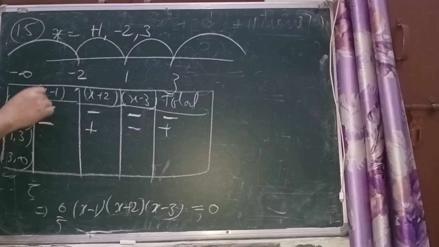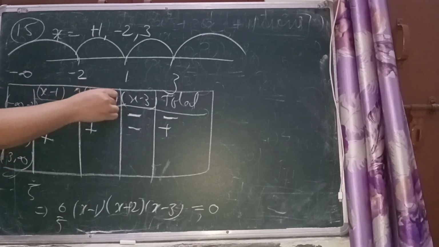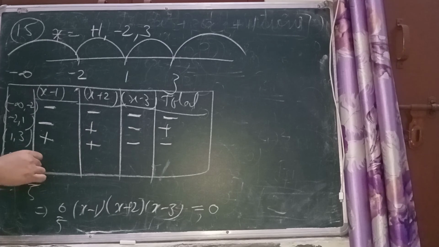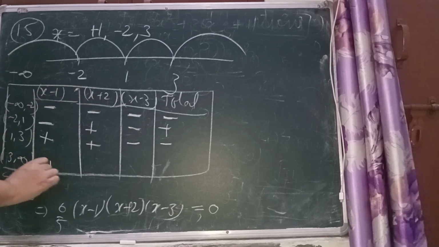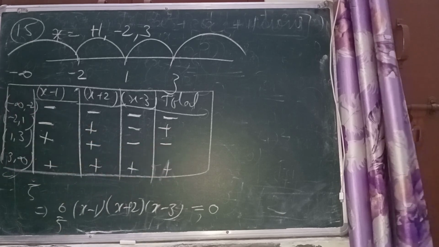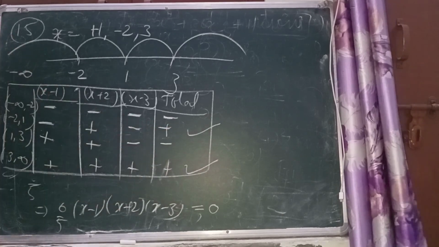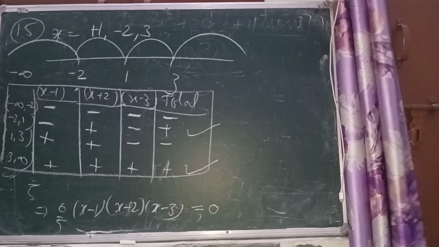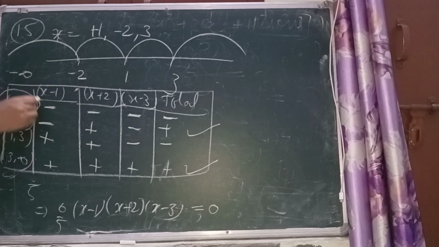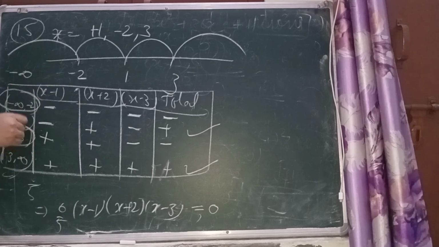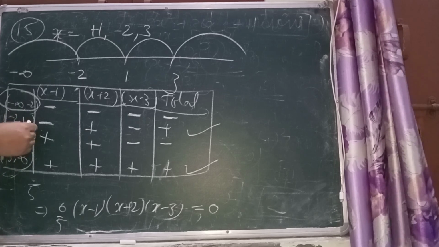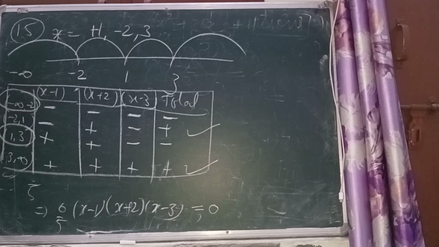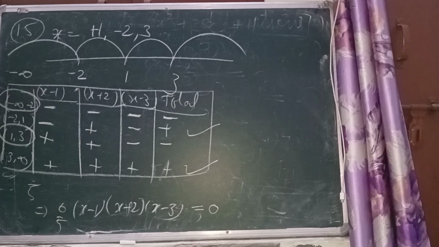For 1 to 3, let me take 2. 2 minus 1 is positive, 2 plus 2 is positive, 2 minus 3 is negative. So overall it will be negative. Same for 3 to infinity. Let me take 4: positive, positive, positive, so it will be positive. So here we have 2 intervals where its value is increasing, and another 2 where its values are decreasing. So we can write decreasing in the interval 1 to 3, and increasing during the interval minus 2 to 1 union 3 to infinity. So this is the way we find the intervals where the functional value is increasing or decreasing.